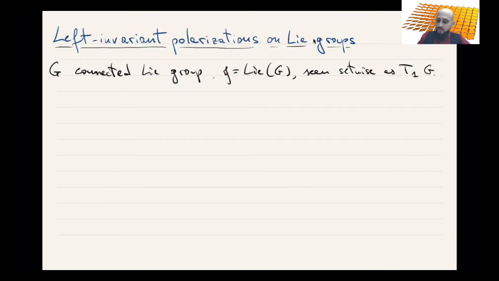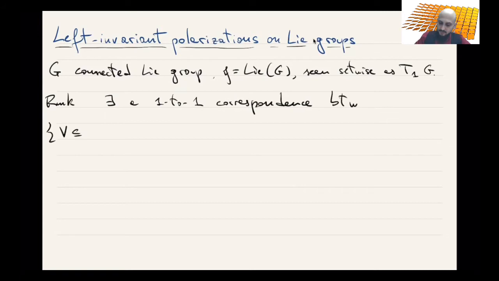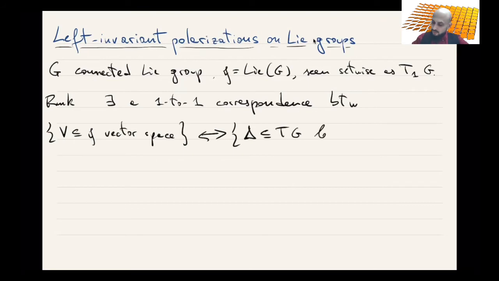So what are the polarizations, the distributions, the subbundles of the tangent bundle that are invariant under the action of the left translations? Let me remark, it's an easy remark, that there exists a one-to-one correspondence between the vector subspaces of the Lie algebra and the family of subbundles of the tangent bundle that are left invariant. Let's call it polarization.